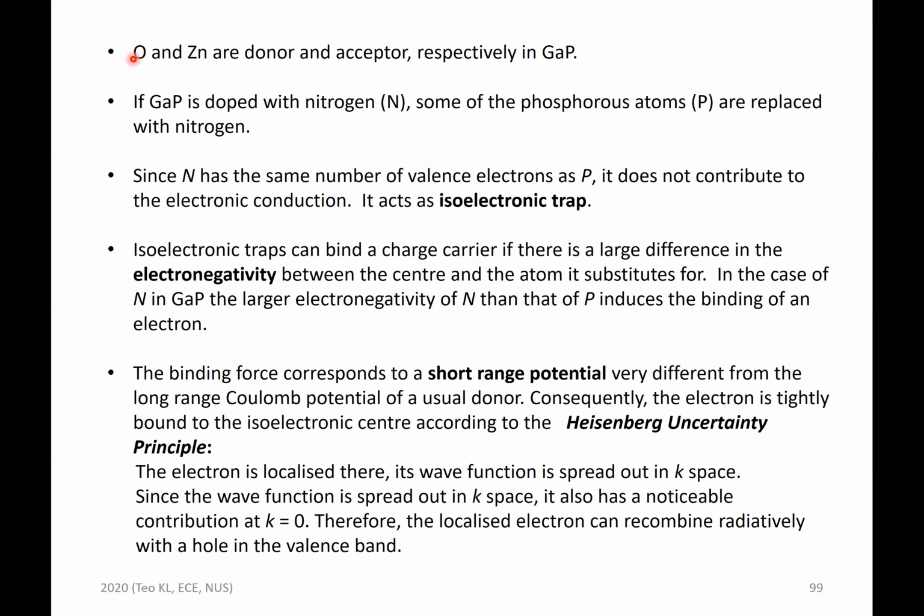Again, I just want to recap oxygen and zinc, donor and acceptor in gallium phosphide. There is also a possibility that the electron in the donor and the hole can recombine with the acceptor also to give out light. Another way is by introducing nitrogen in gallium phosphide, and that also can give out light emission.